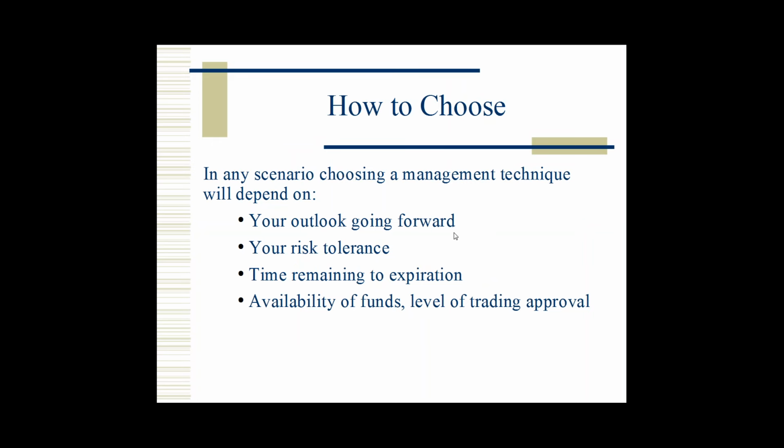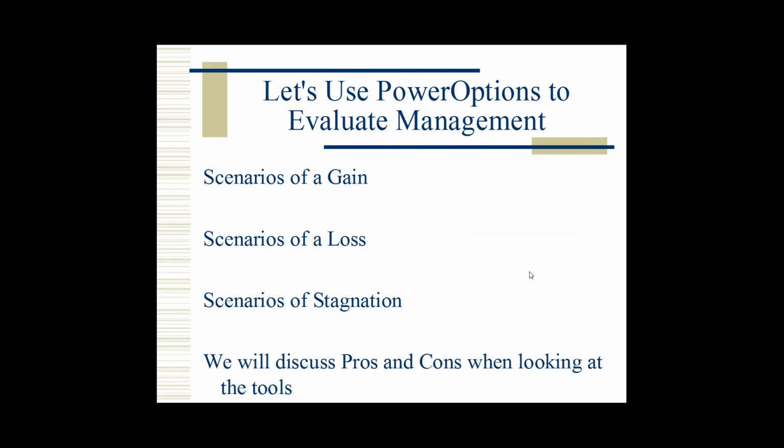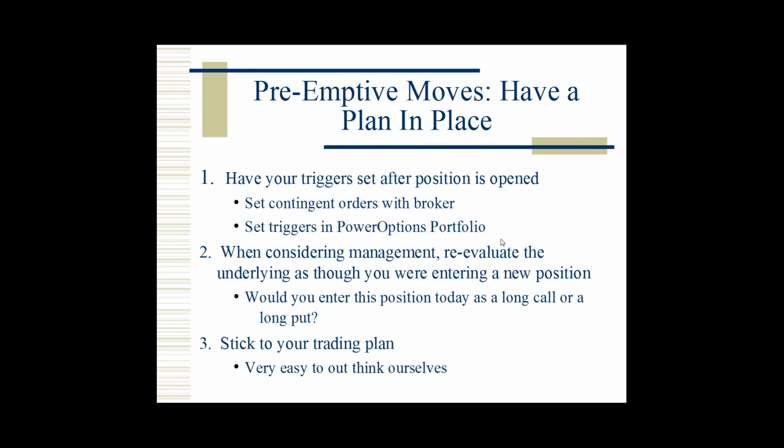But in any case, remember, how do you choose which one? It's about your outlook going forward, your personal risk tolerance, your time remaining to expiration, your level of trading approval as well. The preemptive moves, have your triggers set after the position is open. Set contingent orders with your broker. Try not to take more than that 30 to 33% loss in your long options. You can use the power options portfolio to set those triggers as well.